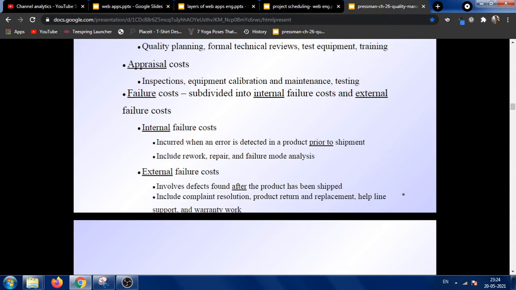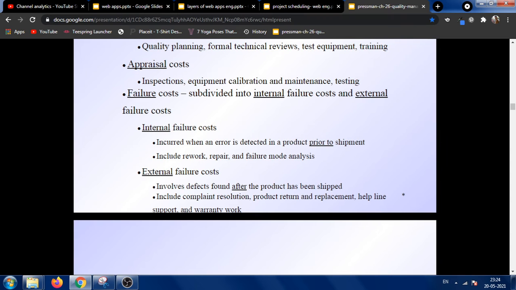It is incurred when an error is detected in the product prior to shipment. So suppose we are making a product, and before shipment something fails, that is the internal failure cost. There we can do some rework, we can repair the product, or we can do failure mode analysis, which also involves some cost. They are also internal failure cost. External failure cost is when, after you ship the product, it has some failure. That is the external failure cost.